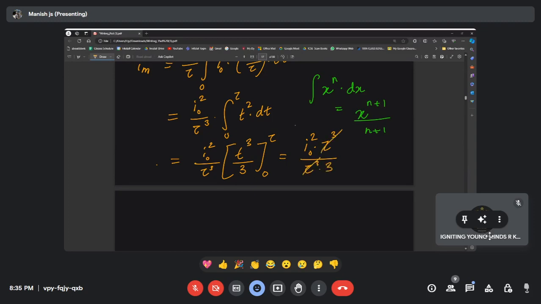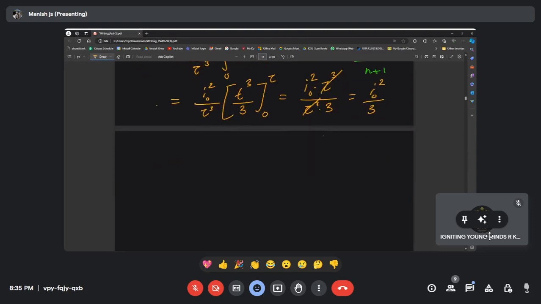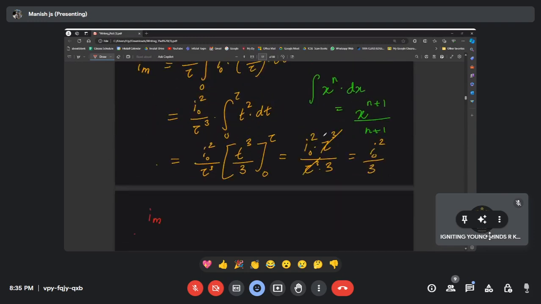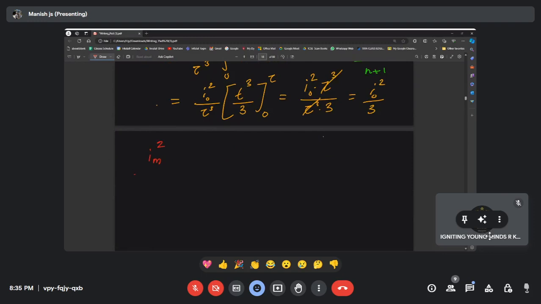So the tau cube terms would get cancelled off and you will get I naught square upon 3. So we get it as I naught square upon 3. So we have now found out the term inside, the square term itself. How much is that? That is I naught square upon 3.